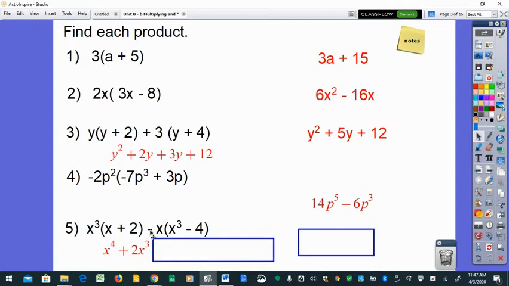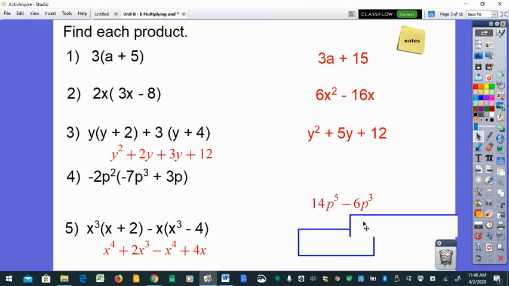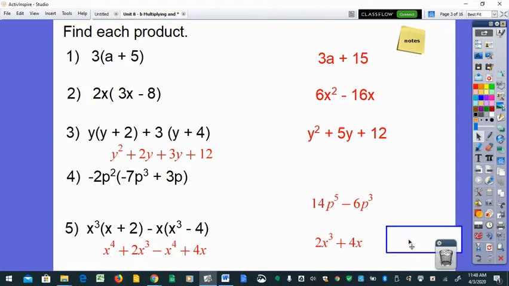And then the negative x times x to the 3rd will give us minus x to the 4th. And be really careful as we take that negative x times a negative 4, a negative times a negative will give us a plus 4x. We look to see, are there any like terms? There are. An x to the 4th and a negative x to the 4th are going to combine and make a 0 pair and go away. And we end up with 2x to the 3rd plus 4x.